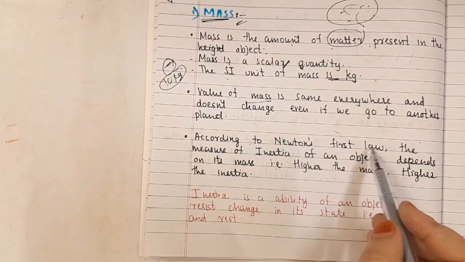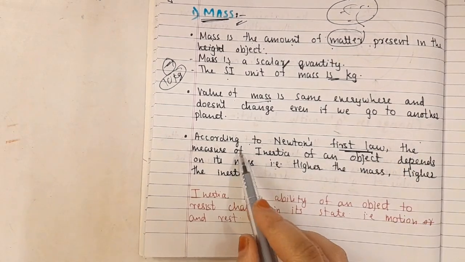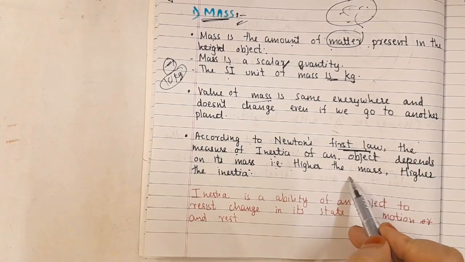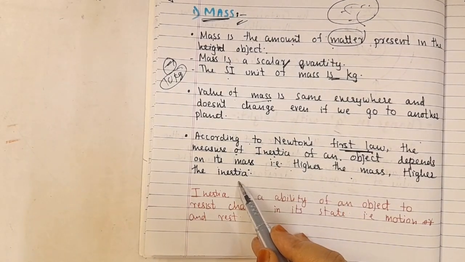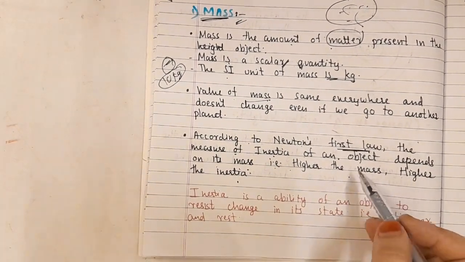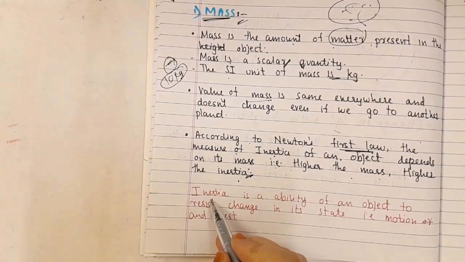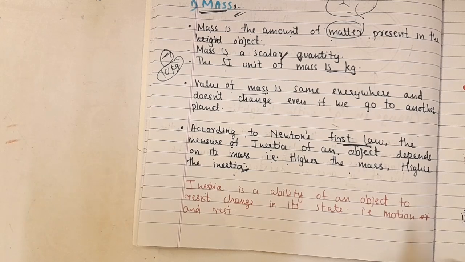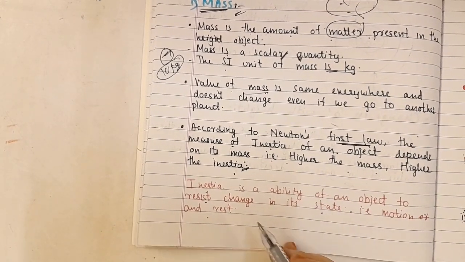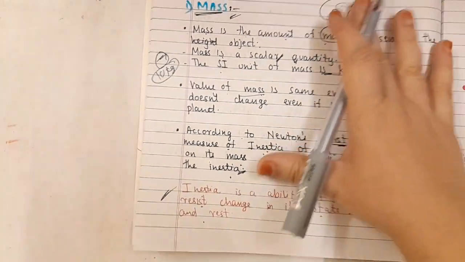According to Newton's first law of motion, the measure of inertia of an object depends on its mass, that is, the higher the mass, the higher the inertia. That means if the object is heavier, it has a higher mass, so the inertia will be higher. What is inertia? It is the ability of an object to resist change in its state, that is, motion and rest. So this is inertia. So this was all about mass.